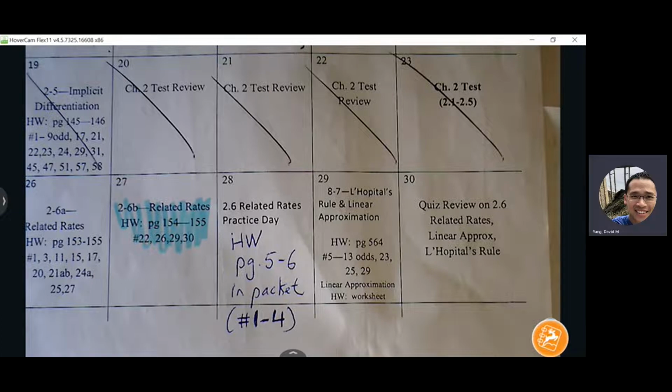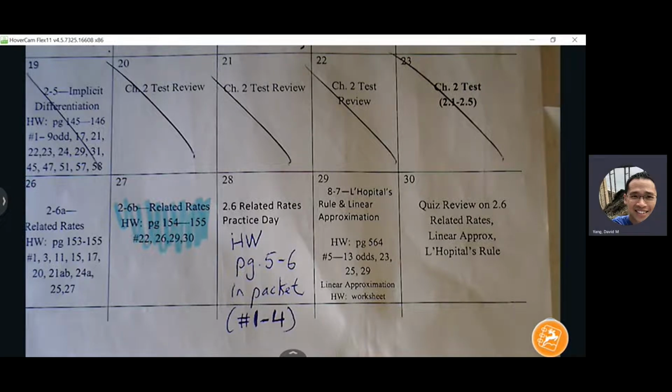In your packet, page 5 and 6, there are problems 1 through 4. That's just more review for the concepts that we've learned up to this point. So that's going to be your homework tonight, page 5 and 6, the guide 1 through 4. I will send out a reminder this afternoon, since it's not in your calendar. I will also send you a link to the key so that as you are working through, you can check your answers along the way.